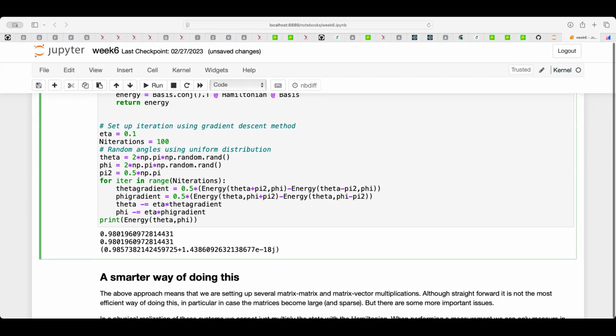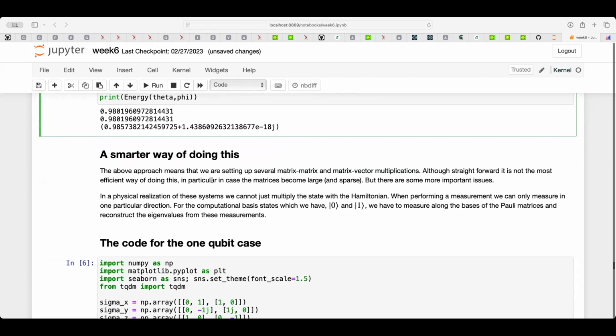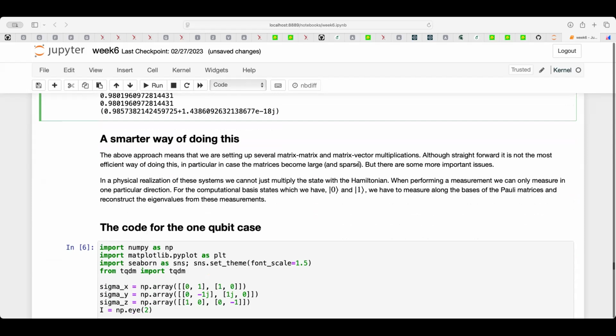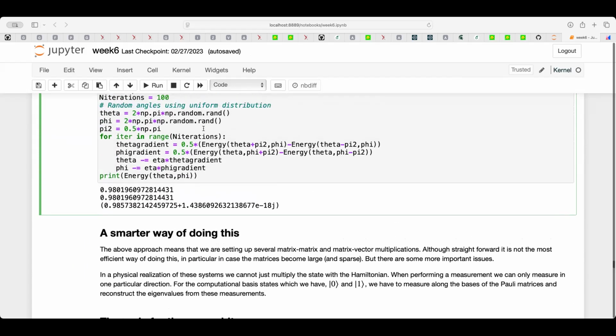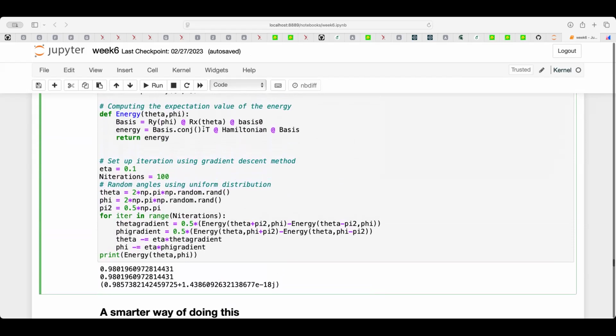So what this means is that if you look at what we have done now, we are setting up several matrix and matrix-vector multiplications. And although this is straightforward, it is not the most efficient way of doing that. In physical realizations of this system, we cannot just multiply the state with the Hamiltonian. And when performing a measurement, we can only measure in one particular direction. So keep in mind that this code here just sets up the whole Hamiltonian matrix without thinking about making a measurement. And this is a crucial part which comes now.